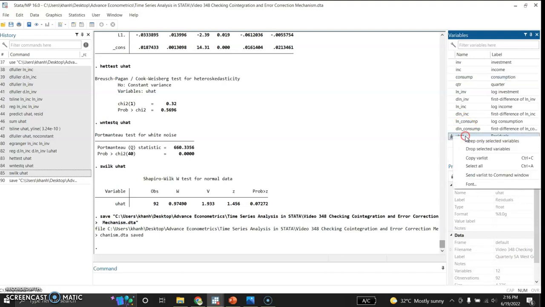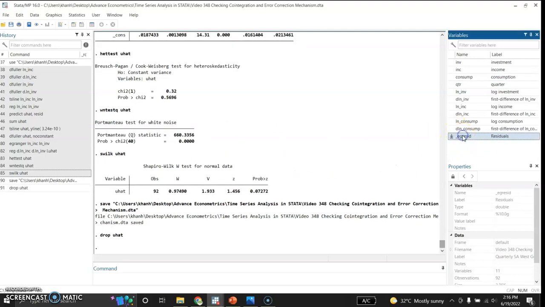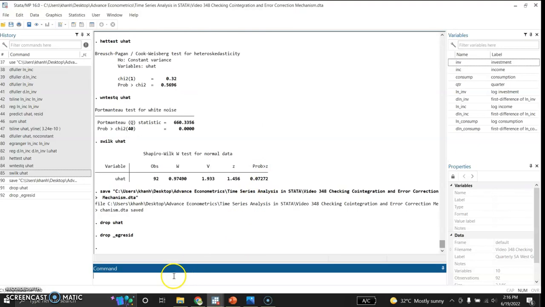So let me clear this, and later on I'll create this again. So I want to drop this. So these two variables were dropped. So the first step in checking cointegration is that the series should be integrated of order 1.